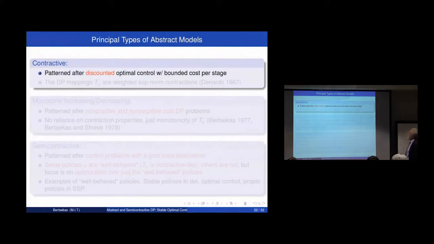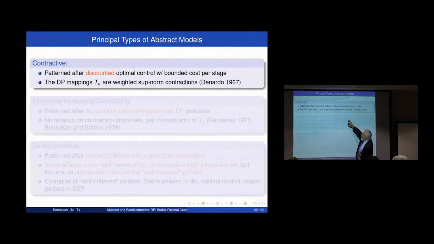Okay, so as an outline, the principal types of abstract models, there are three in my view. There are the contractive models, which are patterned after the discounted optimal control problems with bounded cost per stage. These are the easiest dynamic programming problems. Then the dynamic programming mappings, the T mu's, are contractions. All mappings T mu are contractions. That's the assumption for contractive models. And the analysis of those goes way back to an important paper from 1967 by Denardo, who gave the first formulation, the first result for contractive models.